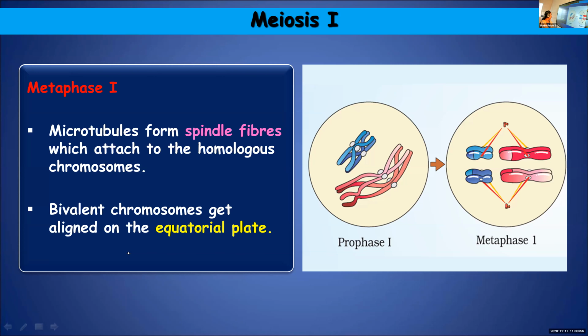Once again, I will repeat. In metaphase 1, spindle fibers will be formed. Microtubules will form spindle fibers, and those spindle fibers will get attached to the kinetochores of sister chromatids in the homologous chromosomes. And these bivalents, meaning these homologous chromosomes, will get arranged at the equatorial plane.